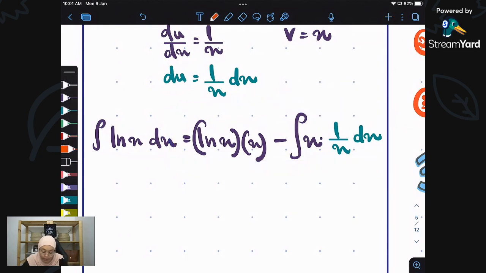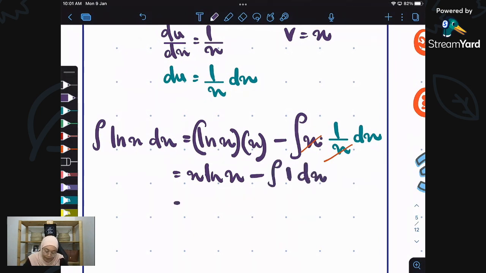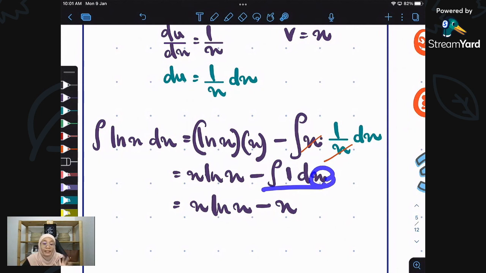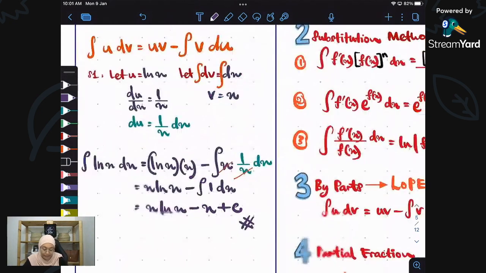Now, what you can see here at the back, you can cut. x divided by x is equal to one, so you don't have to worry. Now, you can simplify them. It will become x times ln x minus the integral of 1 dx. Therefore, x ln x minus, not u, minus x, guys, because this is the integral of 1 with respect to x. Therefore, it is x, and then plus c. That's it. That is your answer.